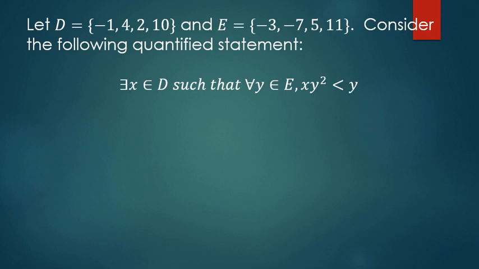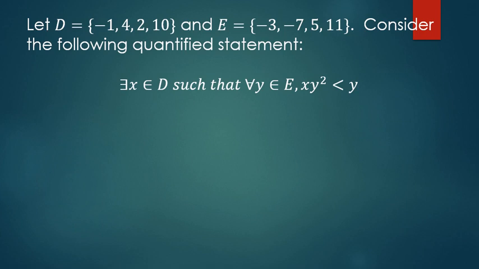Now for the next sample, we have different numbers in these domains D and E. D contains -1, 4, 2, and 10. E contains -3, -7, 5, and 11. And we're going to consider the following quantified statement. There exists x in D such that for all y in E, x times y squared is less than y.